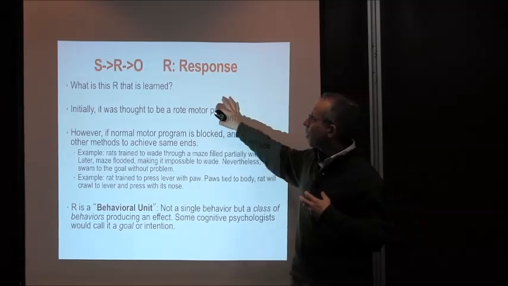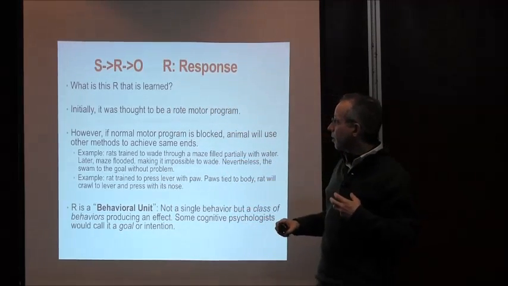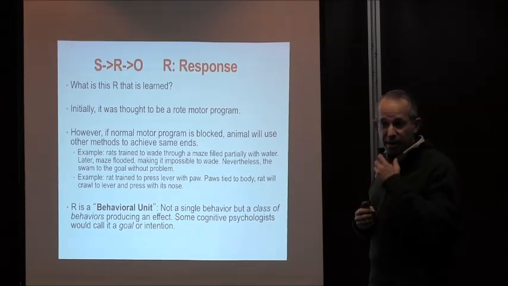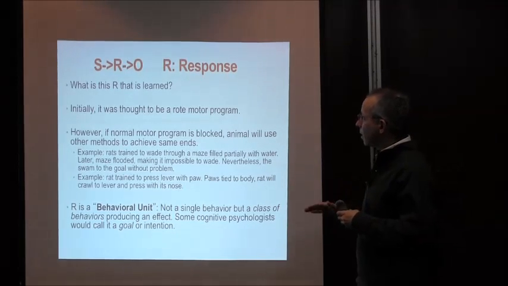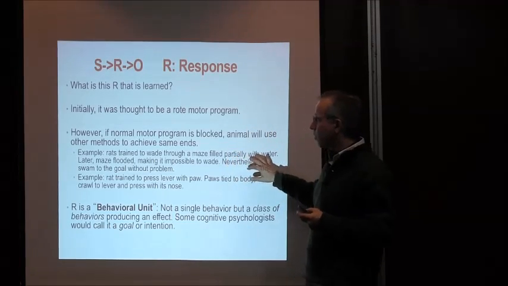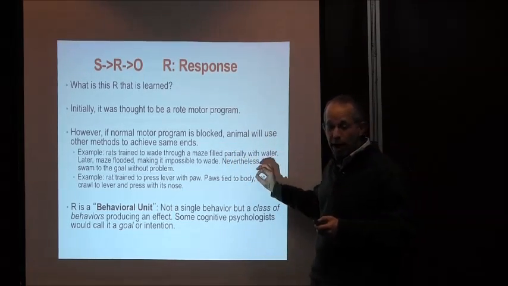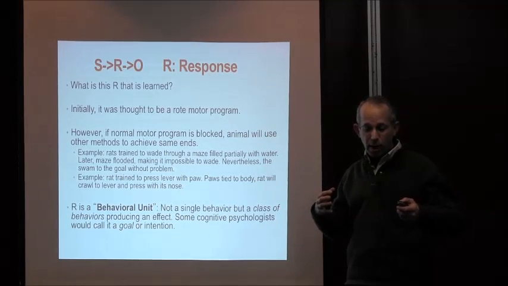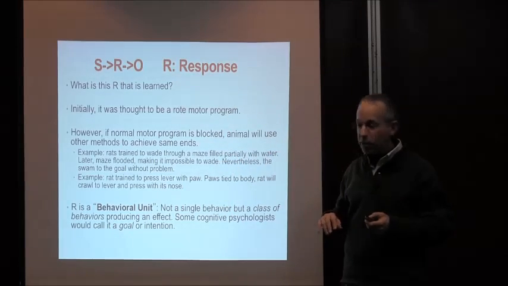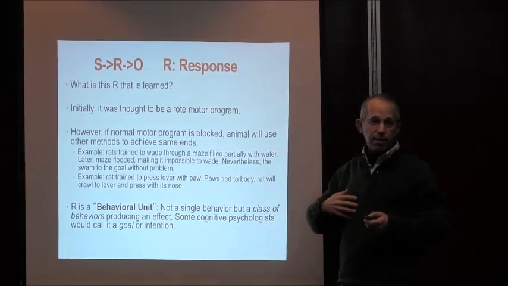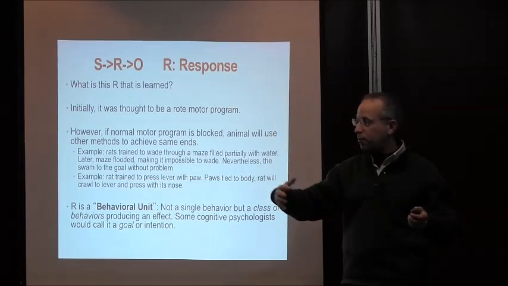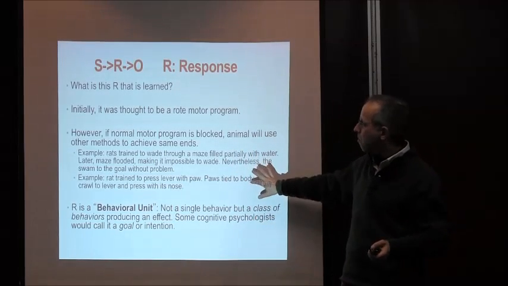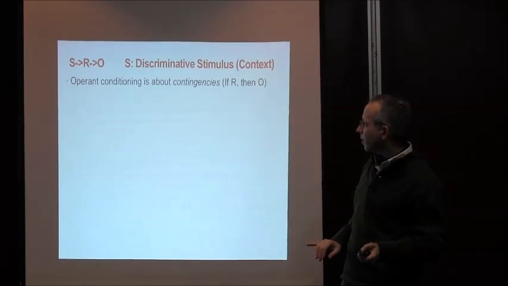So let's talk about the actual response. Initially it was thought to be a rote motor program, in other words, that the animals are learning an exact behavior. But in many cases, it's not just a simple response. For example, if rats are trained to wade through a maze that's partially filled with water, and later the maze is flooded, making it impossible to wade, they may be able to get around it another way. So very often the response is some sort of goal-directed program, some sort of broad behavioral change that it's addressing. We'll come back to this a little bit. This is maybe not so crystal clear here.